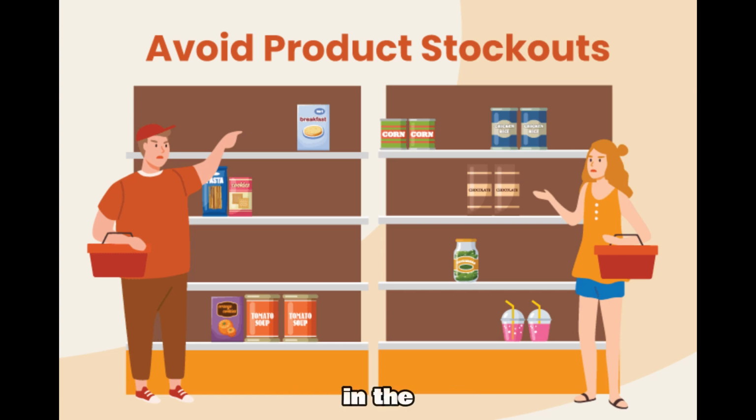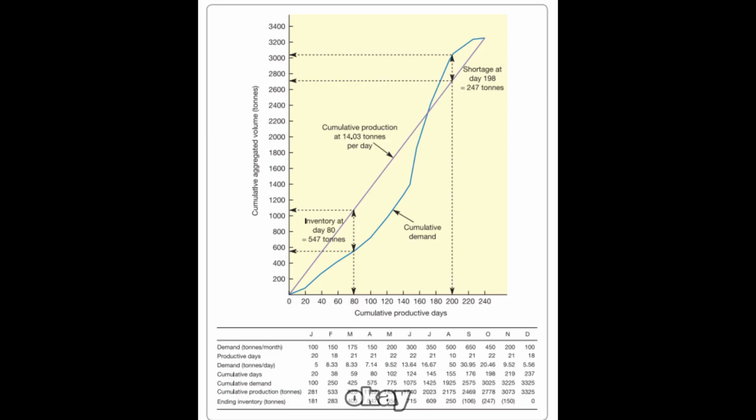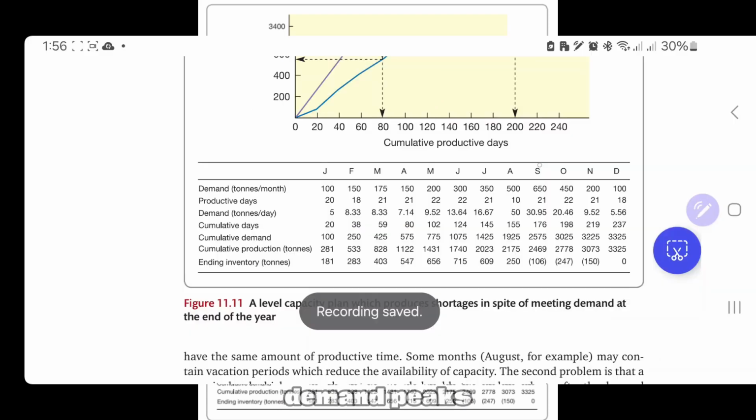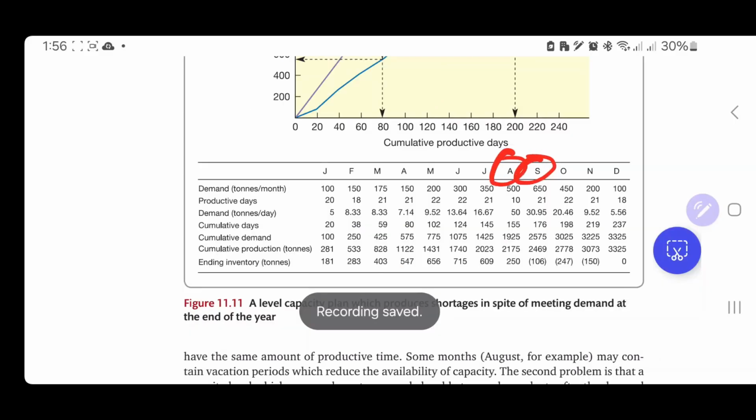A better way to assess capacity plans is to plot the demand cumulatively. As shown in the blue line in figure 11.11, when we look at the cumulative demand graph in figure 11.11, we can see some important things. First, although the total demand peaks in September, because some months have fewer working days, the peak demand per day actually happens in August.